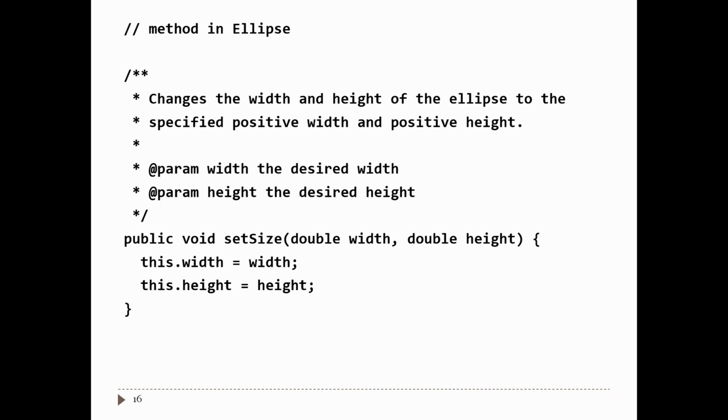So here's an example of a method in Ellipse. In Ellipse, we've got this method called setSize. Imagine that you're writing a program that lets you draw stuff. You want to draw circles, ellipses, squares, rectangles, and so forth. If you're implementing a drawing program, you probably want to change the size of the shapes that you draw. So in Ellipse, you've got this setSize method. SetSize changes the width and height of the ellipse to the specified positive width and positive height.